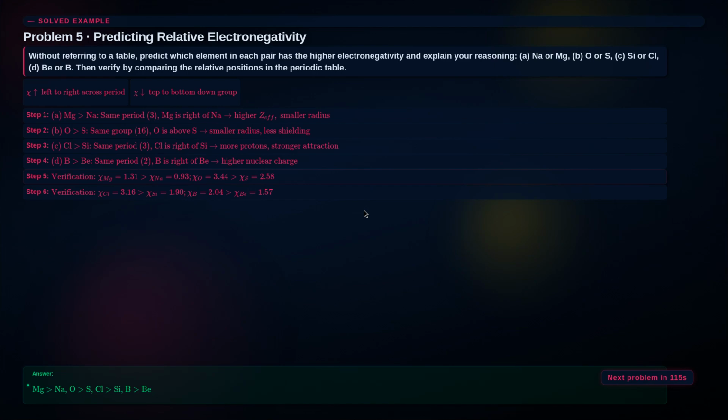Problem 5. Predicting relative electronegativity without a table. For each pair, predict which element has the higher electronegativity and explain your reasoning. The pairs are sodium or magnesium, oxygen or sulfur, silicon or chlorine, and beryllium or boron. Magnesium has higher electronegativity than sodium because it is further right in period 3. Oxygen has higher electronegativity than sulfur because it is above sulfur in group 16. Chlorine has higher electronegativity than silicon because it is further right in period 3. Boron has higher electronegativity than beryllium because it is further right in period 2.